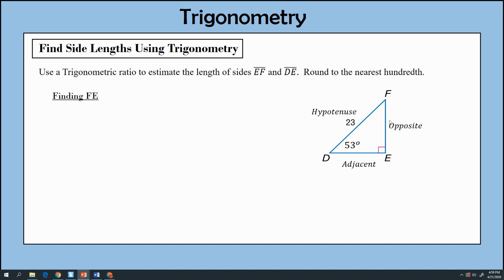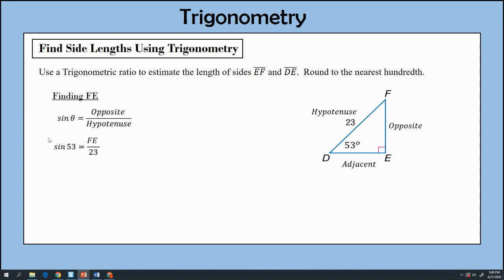I'm going to start by finding FE first. The way you pick your trig ratio is this. FE is opposite, and we know the length of the hypotenuse. So I want to use the trig ratio that uses opposite and hypotenuse, and that would be sine. So I'm going to use the sine trig ratio, which is opposite over hypotenuse. Now I'm going to take this statement and replace what we know. We now know theta. That's 53 because I'm working from the 53-degree angle. FE is opposite and 23 is the hypotenuse.